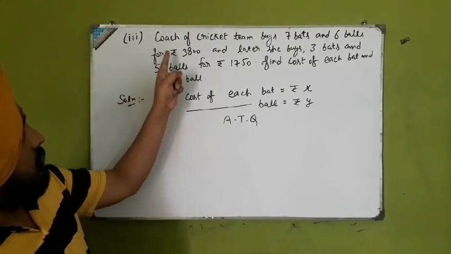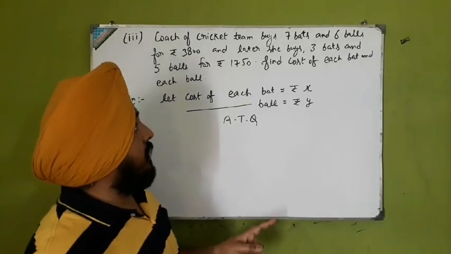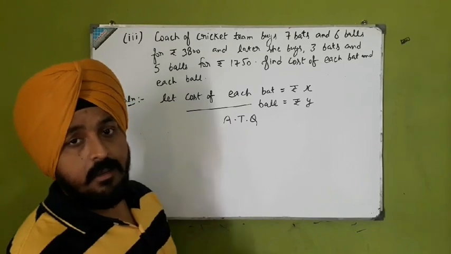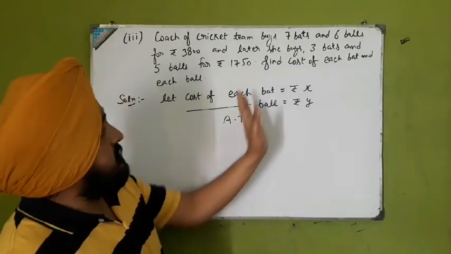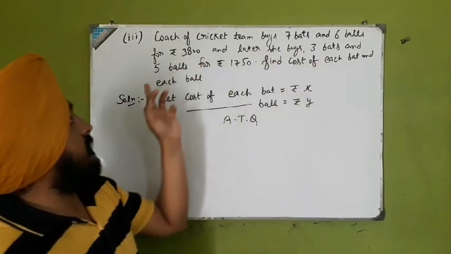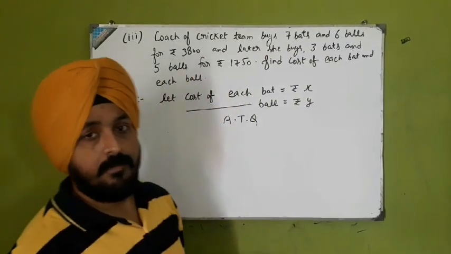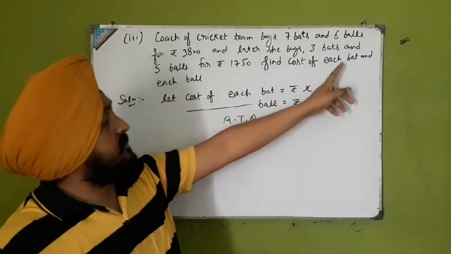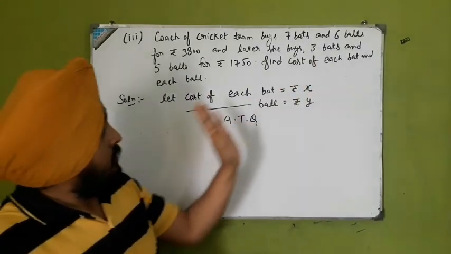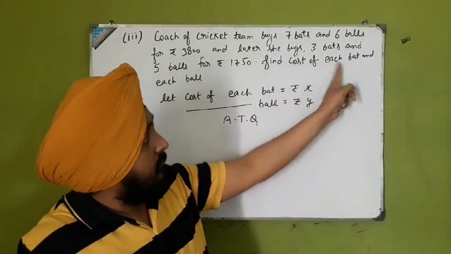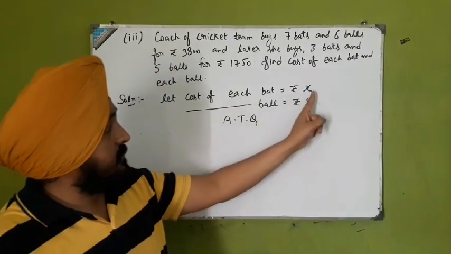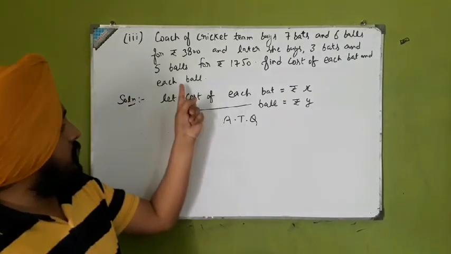That is the third part. The coach of a cricket team buys 7 bats and 6 balls for rupees 3800, and later she buys 3 bats and 5 balls for rupees 1750. Find the cost of each bat and each ball. You have to check what is the to-find part. We have to find the cost of each bat. So let the cost of each bat be rupees x, and the cost of each ball be y rupees.